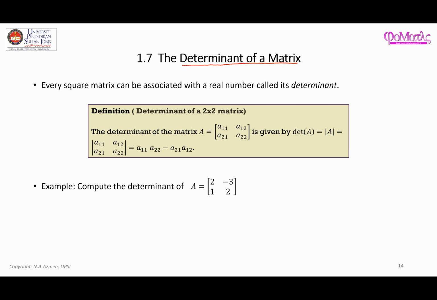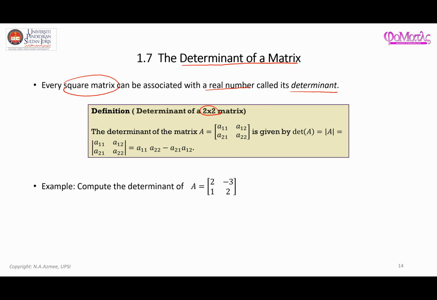In this video, I'm going to talk about the determinant of a matrix, and we're going to start off with the idea of finding the determinant of a 2 by 2 matrix. This is a simple square matrix. Whenever you have a square matrix, you can find a real number associated to it, and that particular real number is called the determinant of that matrix.